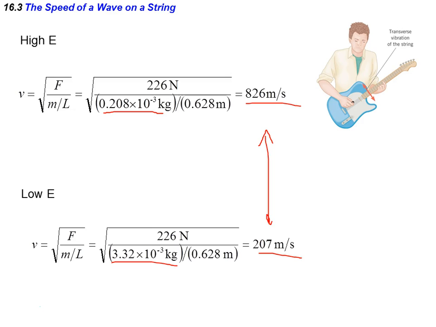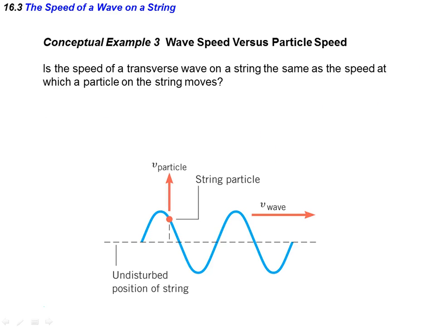So the wave that's traveling through here, this transverse wave of plucking the string, is traveling much more quickly in the high E than it is in the low E. Let's look at this conceptual example. If we have a wave that is moving to the right as pictured here, and we consider just one particle that is moving up and down, the question is: is the speed of the transverse wave, the rate at which the wave moves to the right, the same as the speed at which this particle moves up and down?